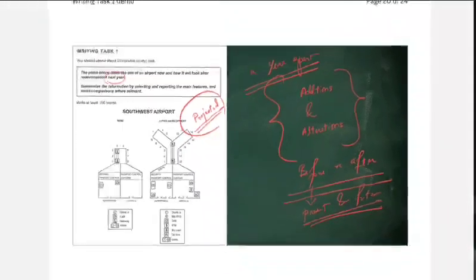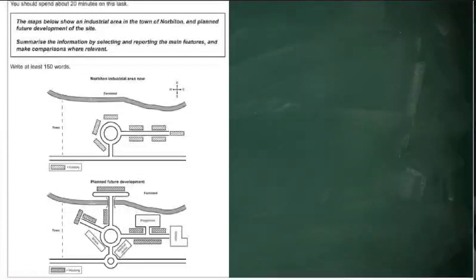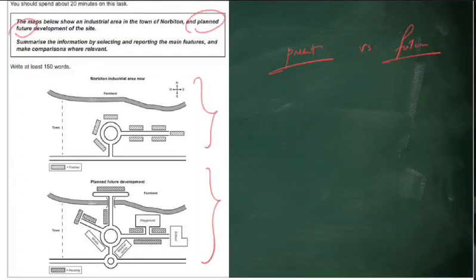Now, coming to another example, you can see clearly that again we have two maps here. We have the map of an industrial area in the town of Norbiton and the planned future development of the site. So again, this is about the future, present versus future. And things are changing quite a bit. There's a drastic change, with quite a few changes happening. You would have to really touch upon each major change, and you have directions.